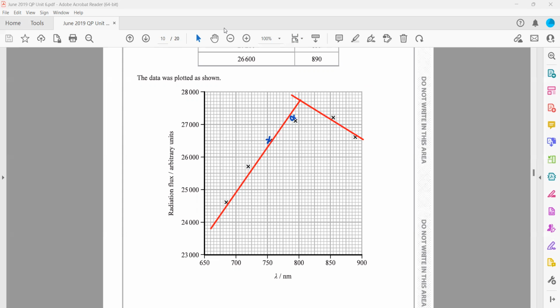But not in this case, as the pattern is like a smooth curve. So you can draw like this. It will be approximately 820 to 835, I think. So in this region, we might have a maximum value.